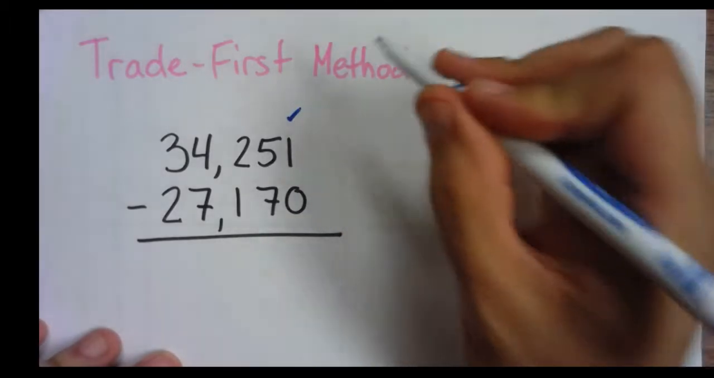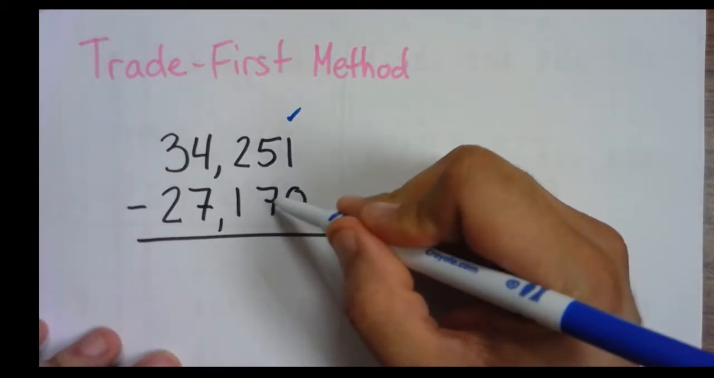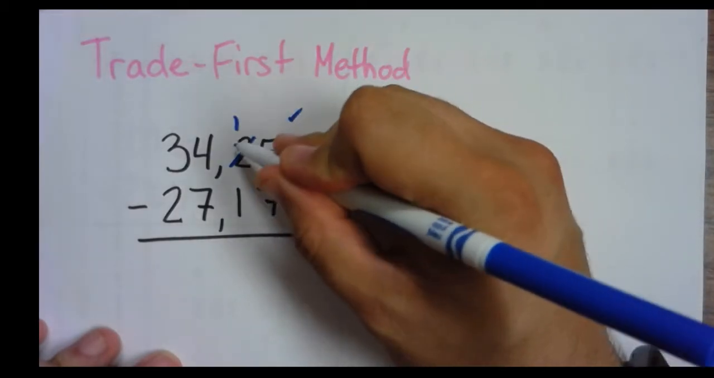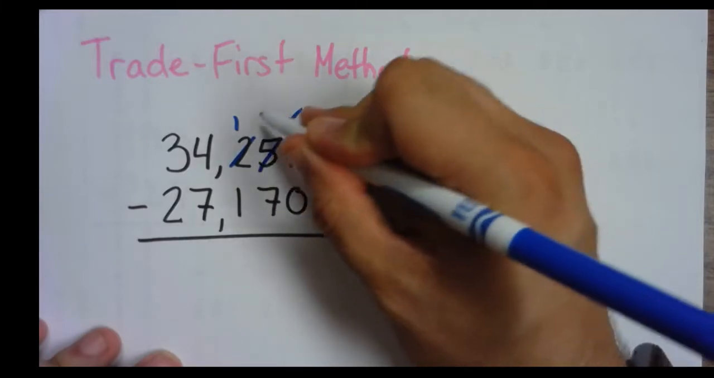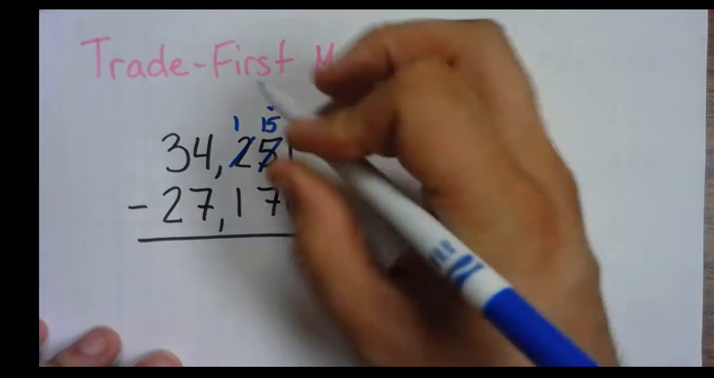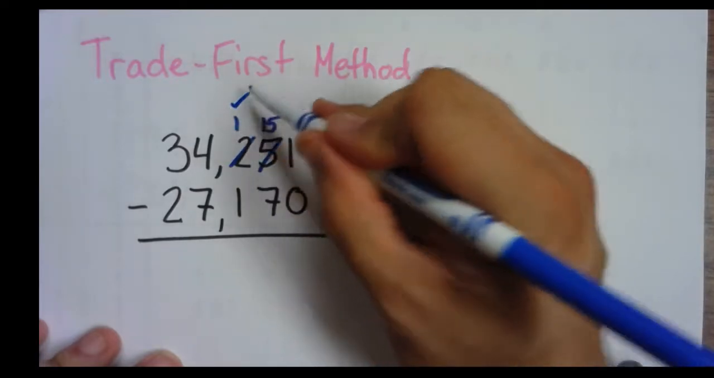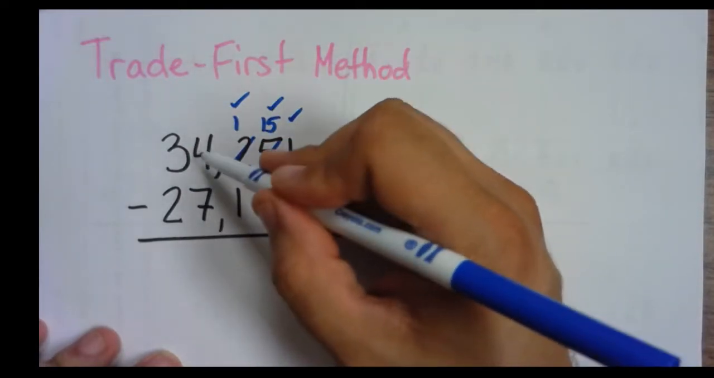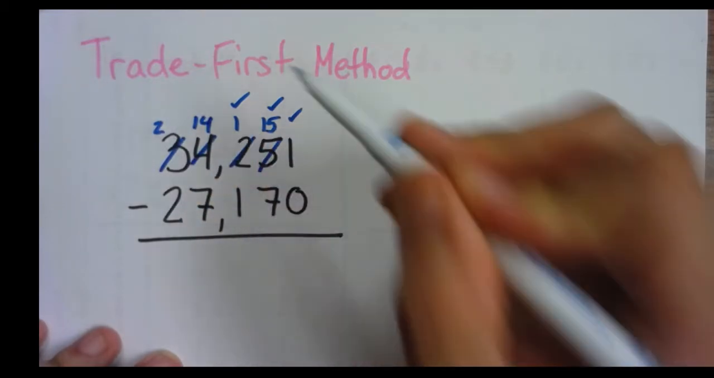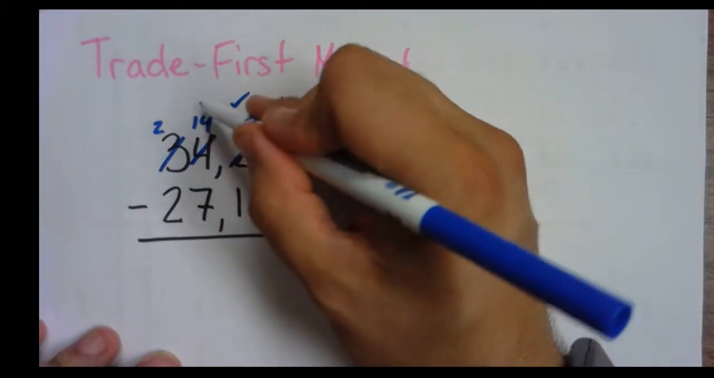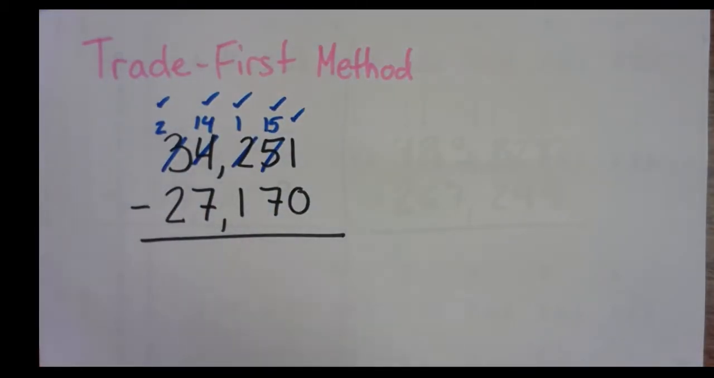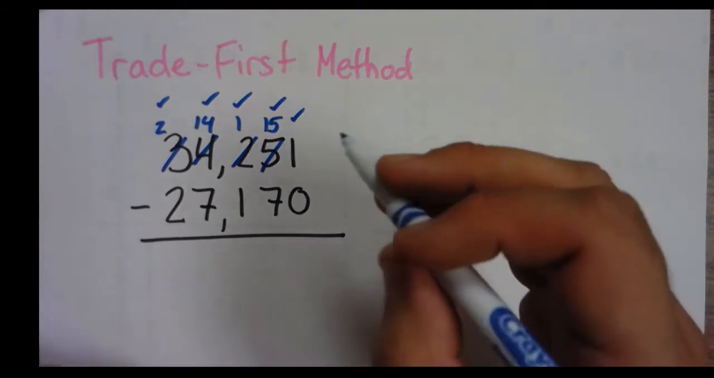I can. Okay, so I'm set there. 5 minus 7, I can't do. I need to regroup. That 2 becomes a 1. I'm taking away a 10 from there. That makes this 15. 15 minus 7, yep, I can do that. 1 minus 1, yep, I can do that. 4 minus 7, I can't do. No. So 3 becomes a 2. 4 becomes 14. 14 minus 7, yep, okay, I can do that. 2 minus 2, I can do that. Okay, I've done all my trading. I've done all my regrouping. Now, time to go do the subtraction.